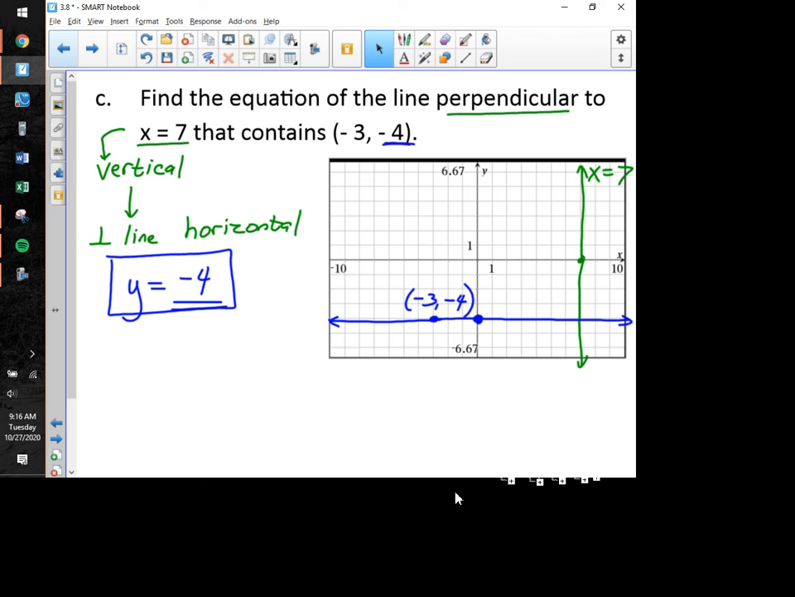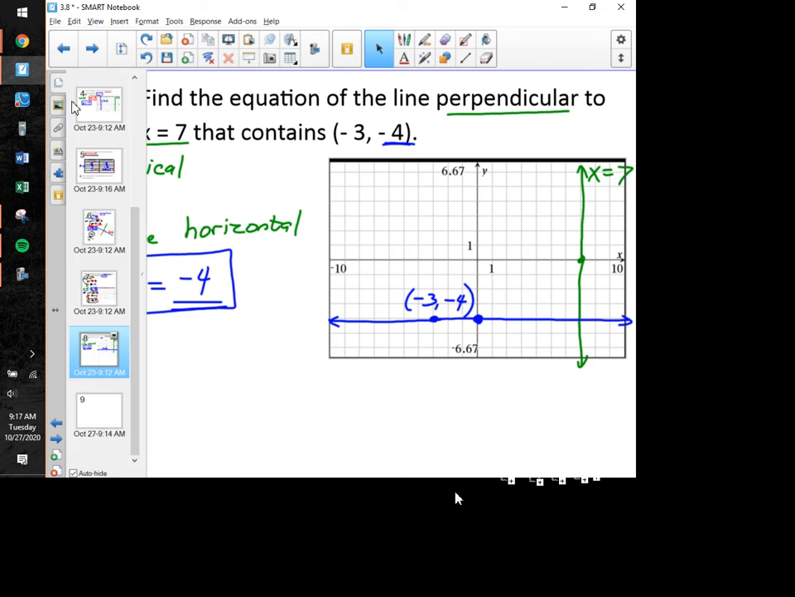So let me say again that these horizontal and vertical lines are a little bit tricky for people because they're different, but they're actually the fastest and easiest out of all of the problems that we're going to be doing.